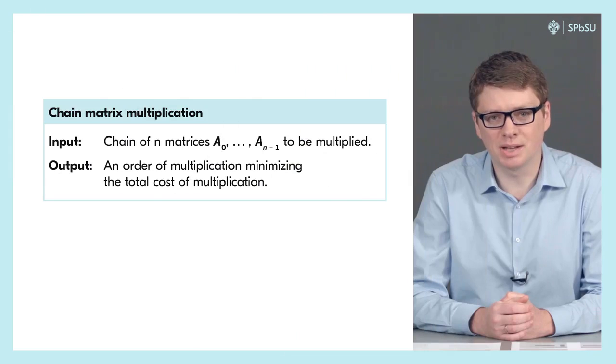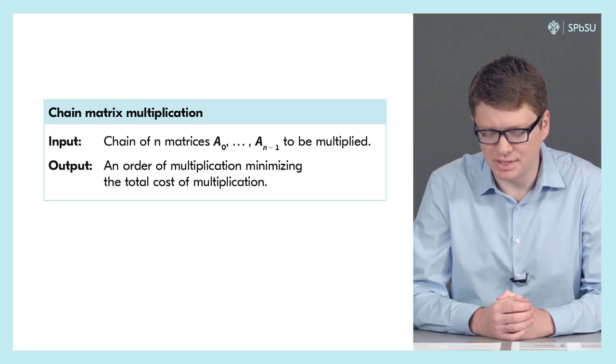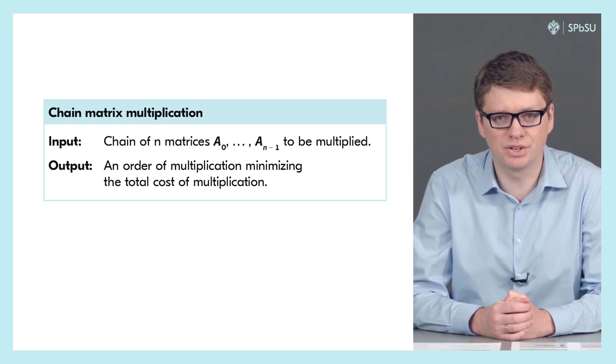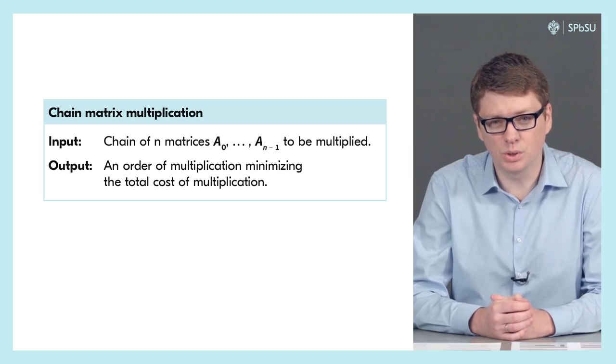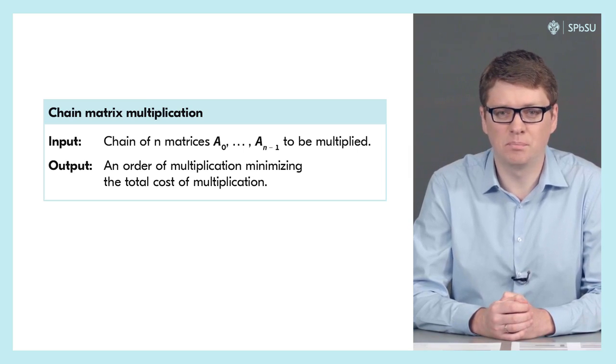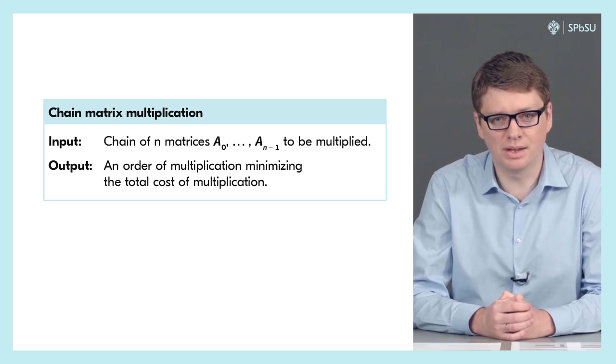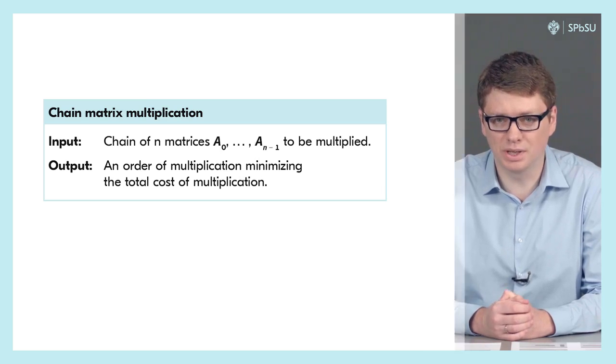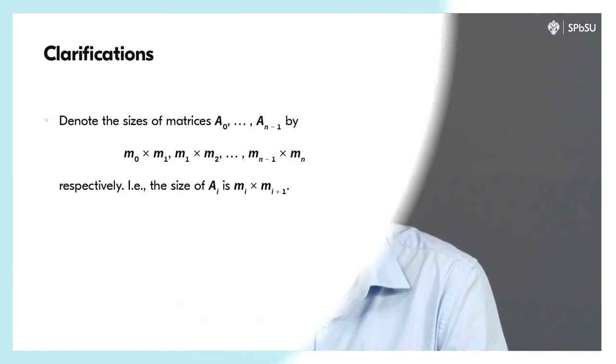The next problem that we're going to attack using the dynamic programming technique is the so-called chain matrix multiplication problem. The input in this problem consists of n matrices, which we denote here by A0, A1, and so on, A_{n-1}. And what we need to find is the minimum cost of multiplying these n matrices. We will now clarify what we mean by saying the cost.